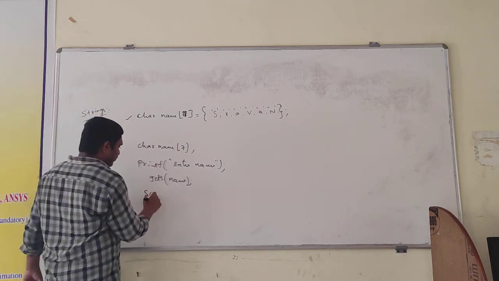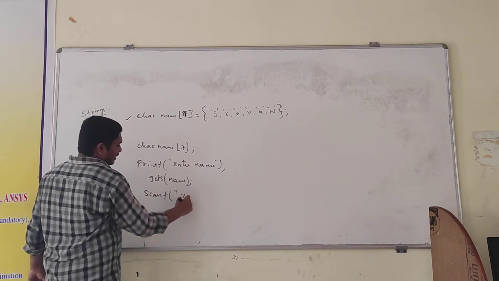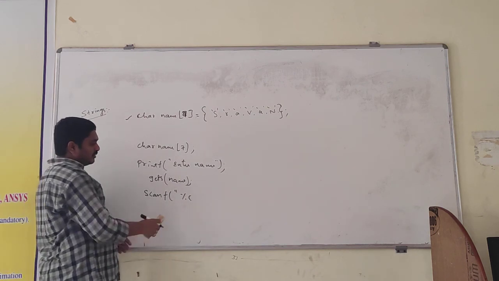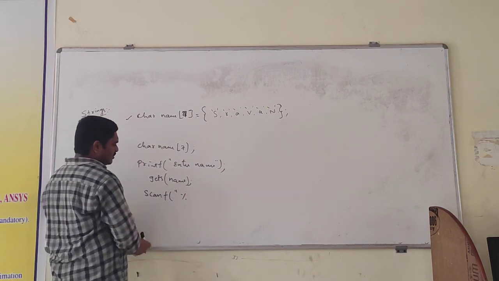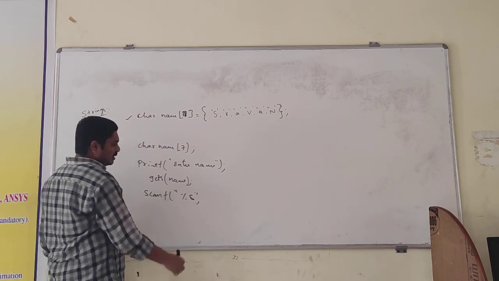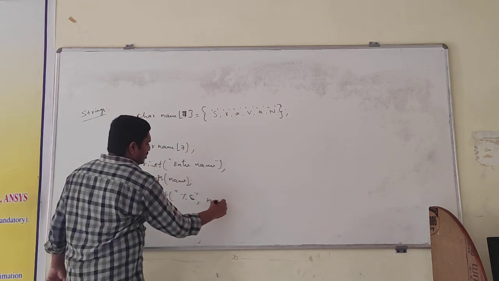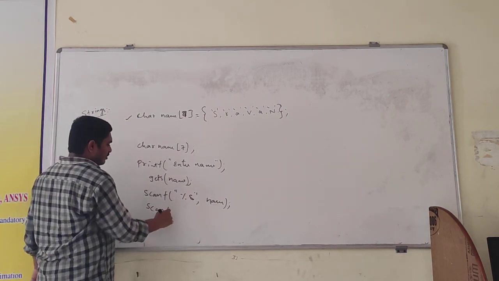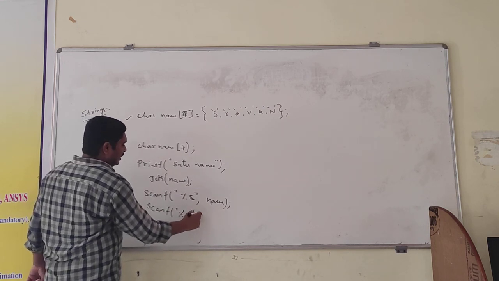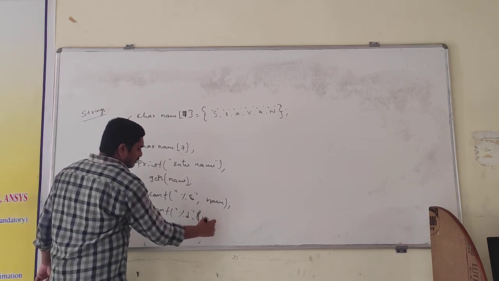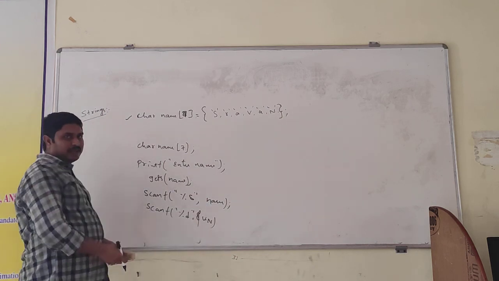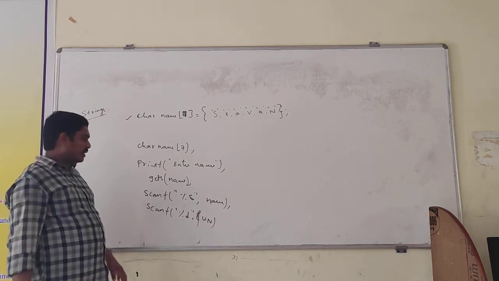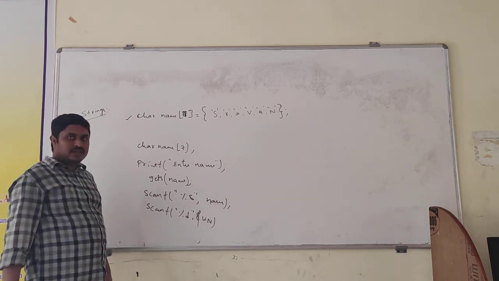In the scanf, with a for loop we use %c, and for the string %s, whatever it may be, comma name. For a normal variable we write scanf %d comma ampersand variable name. But here we are not using the ampersand. In strings the ampersand is not allowed. In this way we can use strings.